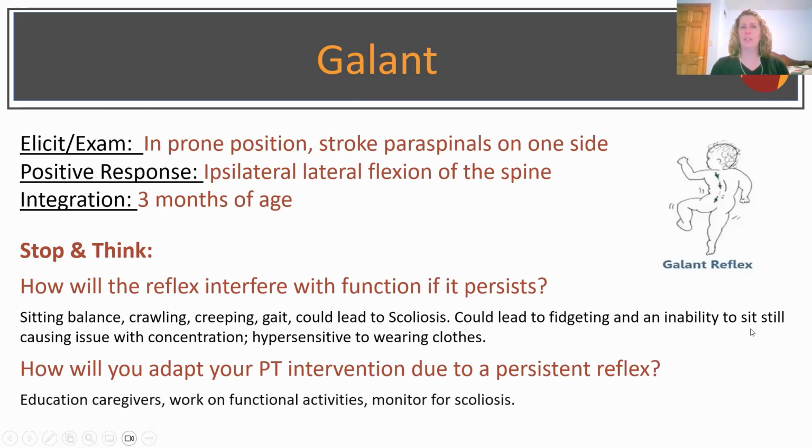Well, again, we're going to educate the caregivers. We're going to think about what kind of clothing we put on them. We're going to work on all these functional things: sitting balance, crawling, creeping, and everything. We're going to monitor for scoliosis. If we start to see a C curve or whatever, we need to get other team members involved. Again, we're hoping this goes away. We're hoping all of them get integrated, but for sure.